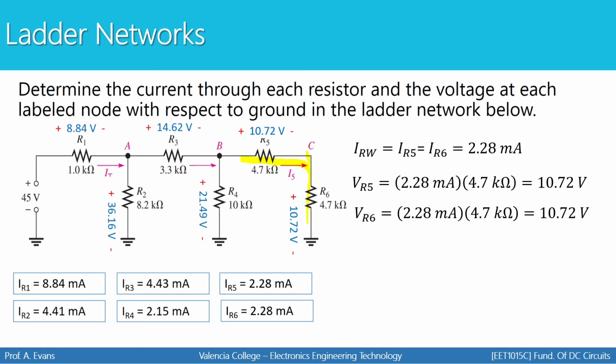Oh, I'm sorry, one more thing. The voltage at each node with respect to ground, for example, the voltage from point A to ground would be the voltage across R2. The voltage from point B to ground would be the voltage across R4. The voltage at point C to ground would be the voltage across R6.